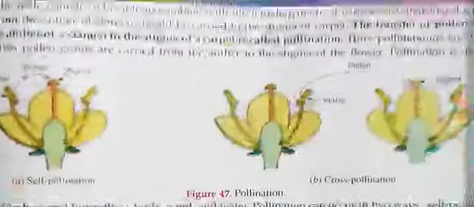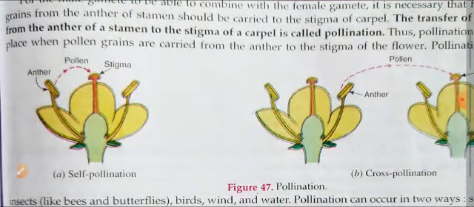Now by means of a figure you have to understand self-pollination first. Here is a figure of self-pollination in which you are seeing that the anther, which produces the pollen grains, is landing upon the stigma of the same flower.